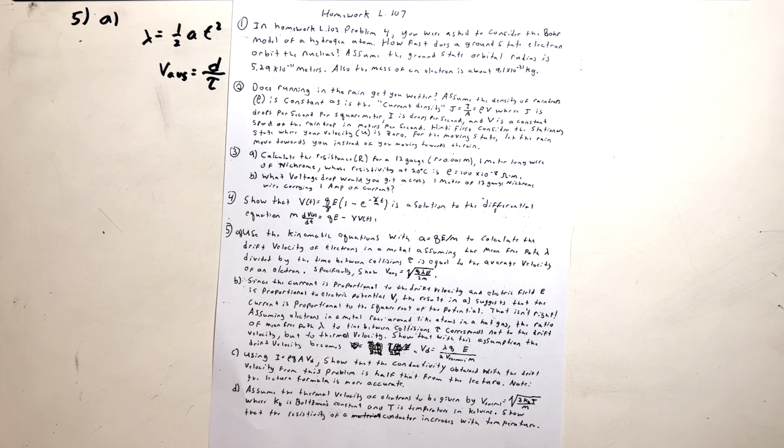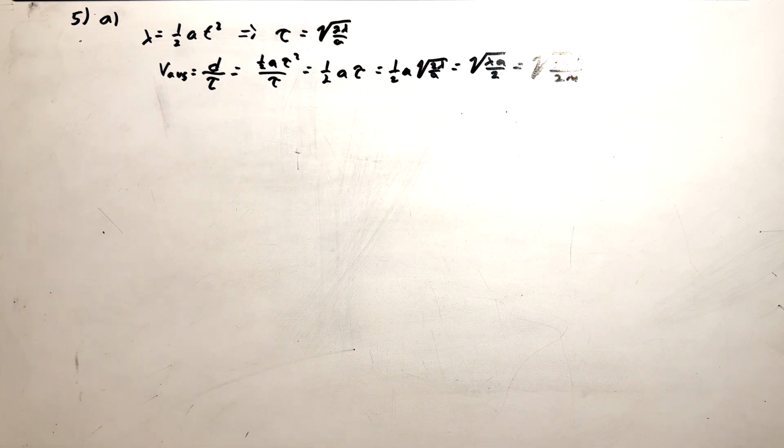So assuming electrons in a metal race around like atoms in a hot gas, the ratio of mean free path lambda to time between collisions tau corresponds not to the drift velocity, but to thermal velocity. Show that with this assumption, the drift velocity becomes the expression that we gave here. We did do something similar in the lecture to that. We certainly made that assumption, but there's just a slightly different approach to it. So let's have a look at what we do here.